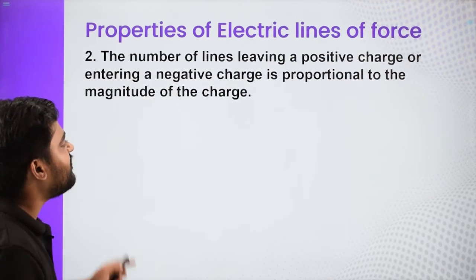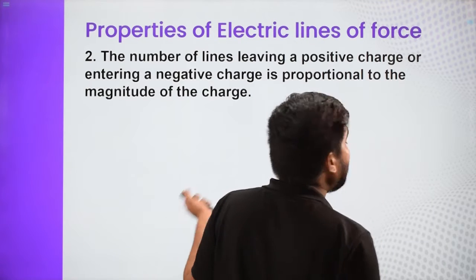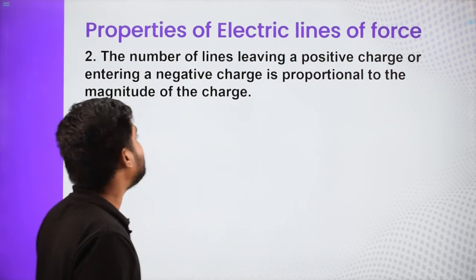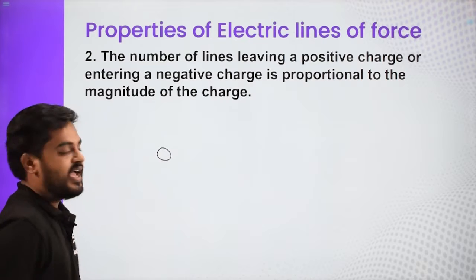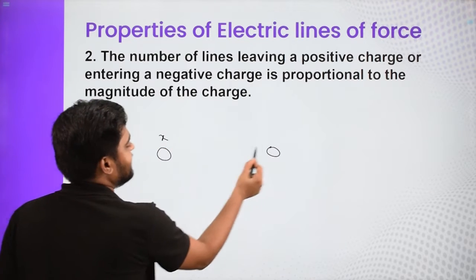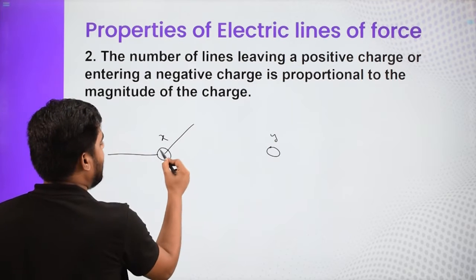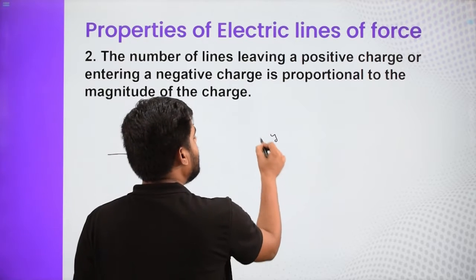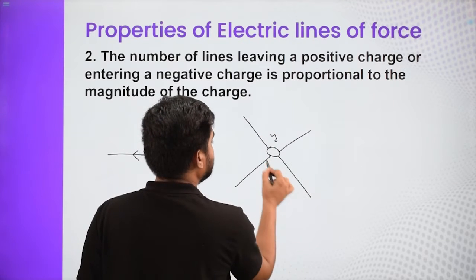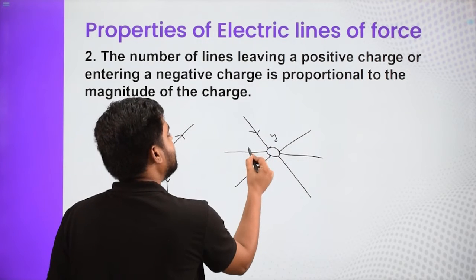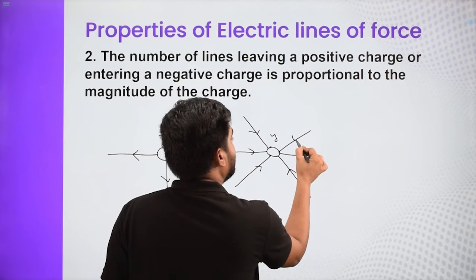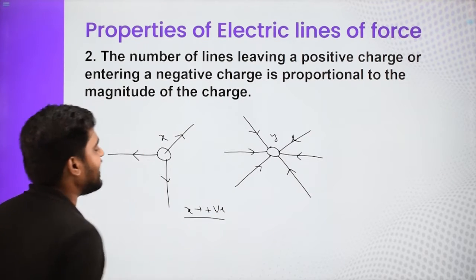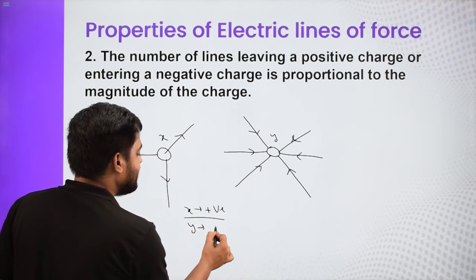Next is that the number of lines leaving a positive charge or entering a negative charge is directly proportional to the magnitude of the charge. For example, I have two charges, X and Y, and I have been given a pattern. Here three field lines are leaving X, and on Y there are six field lines entering. So the first thing I can tell is X is a positive charge because field lines are exiting it, and Y is a negative charge.